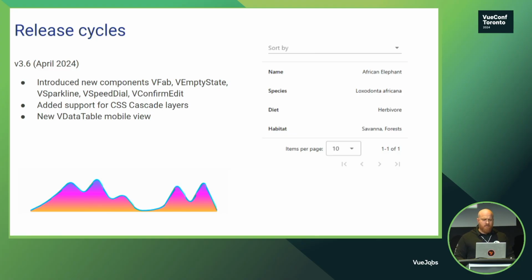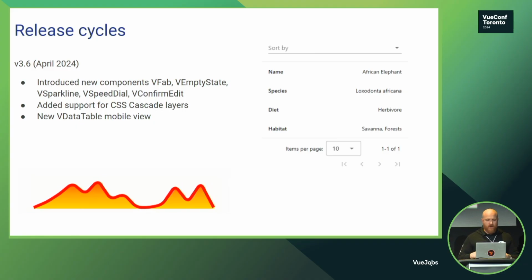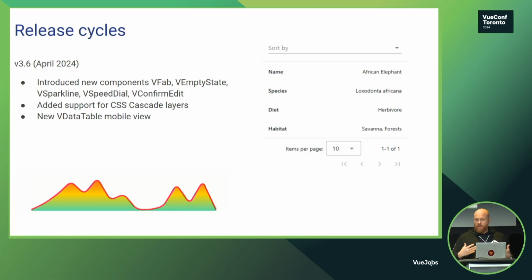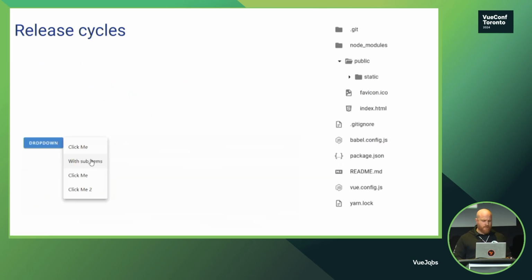And we brought back the mobile data table view. So like I said before, we introduced version 3.4 where we brought out data table, data iterator, a lot of these data display components. And one of the most requested features that we had with the data table was a mobile view that we've brought back so that you can provide a nice experience for users when they're on your site in mobile.